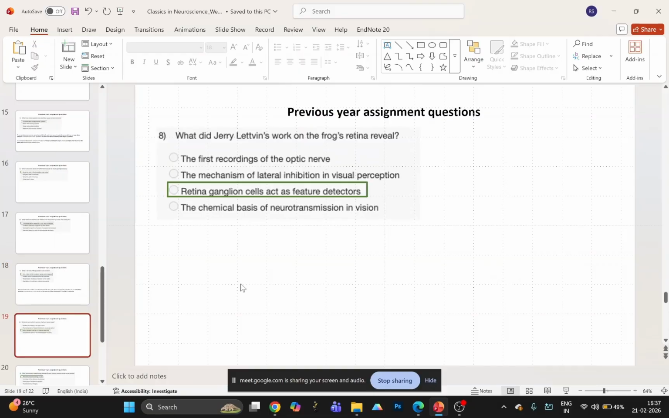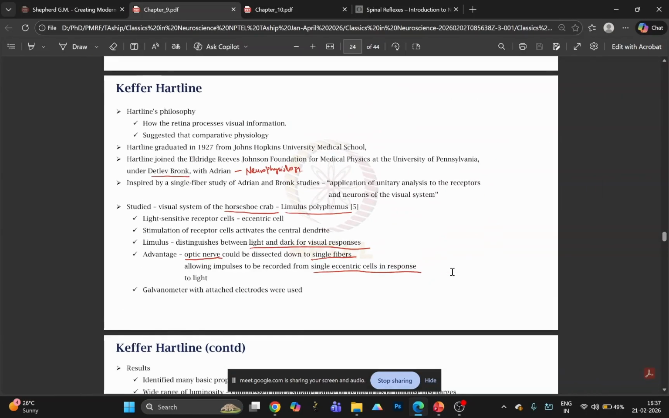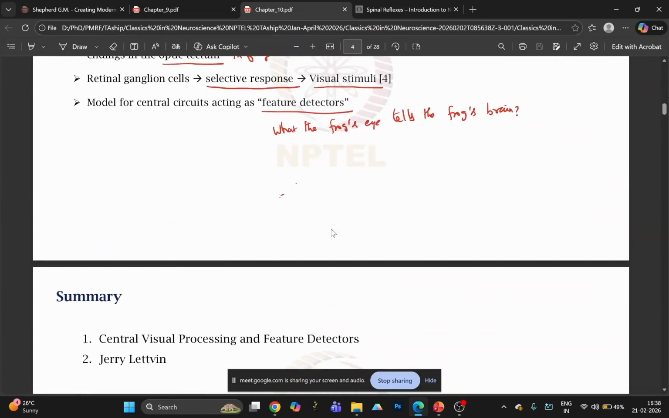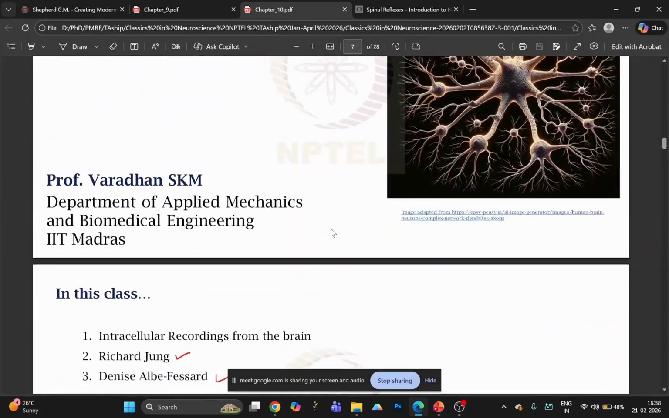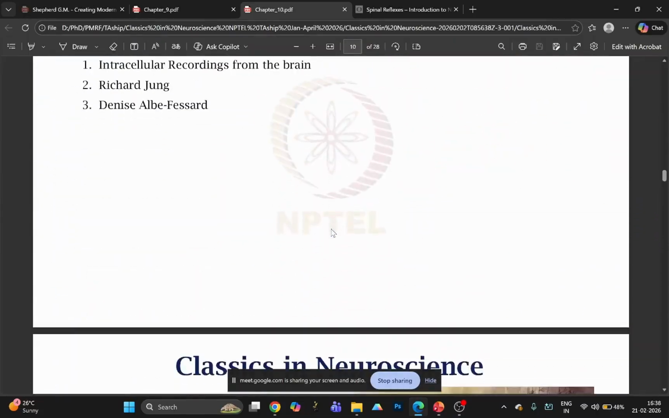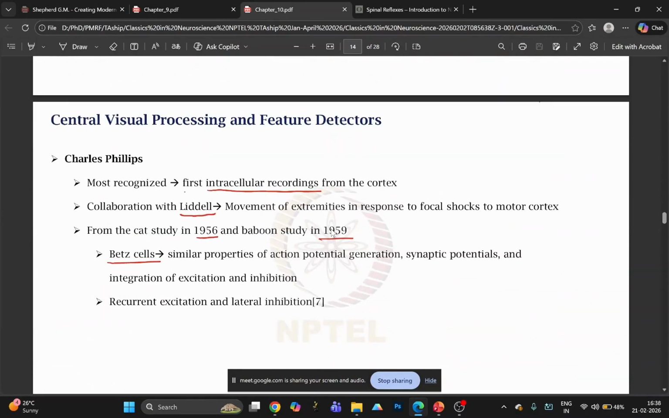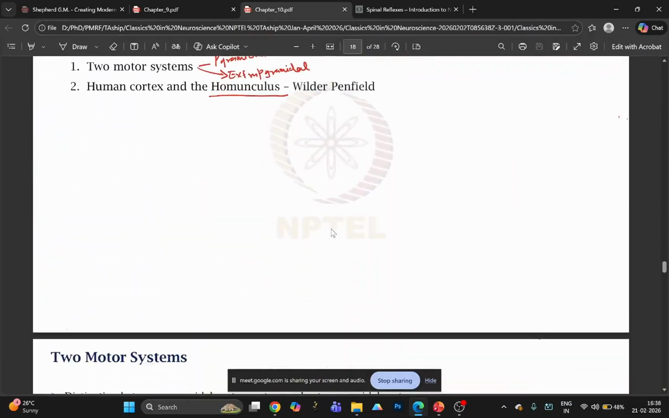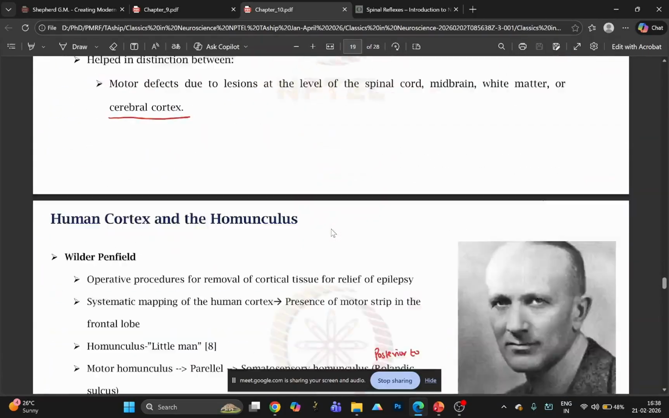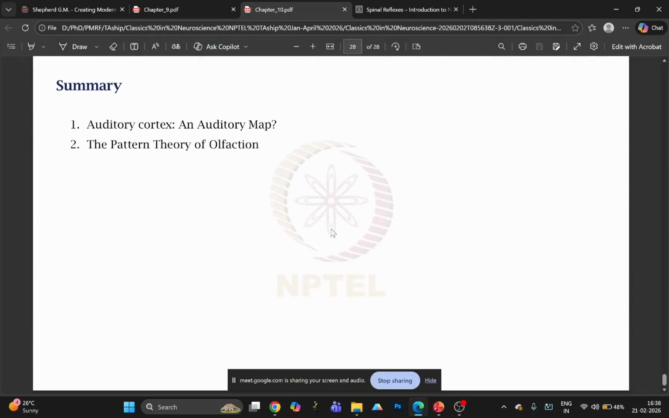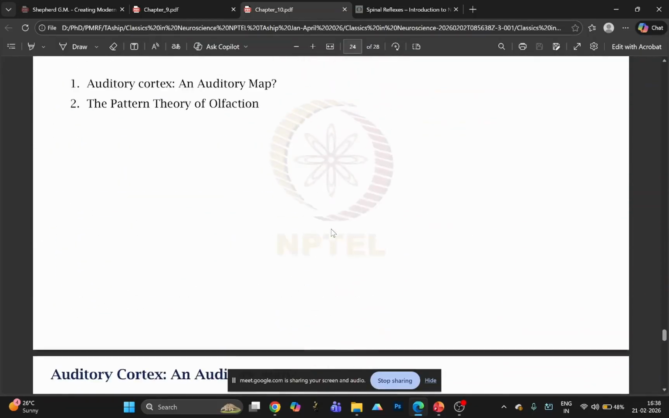Next, what did Jerry Lettvin's work on the frog's retina reveal? So what did Jerry Lettvin do? Does anyone know? Can anyone tell me? What did Jerry Lettvin do? Very briefly, maybe one or two sentences? No? Okay, let me tell you then.